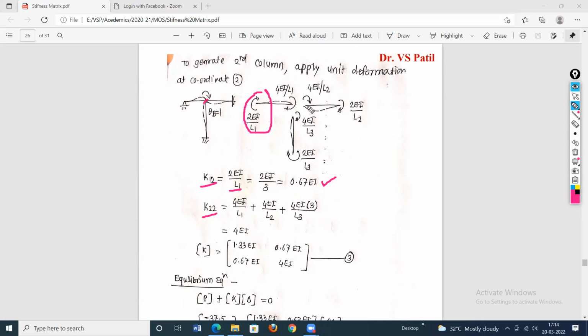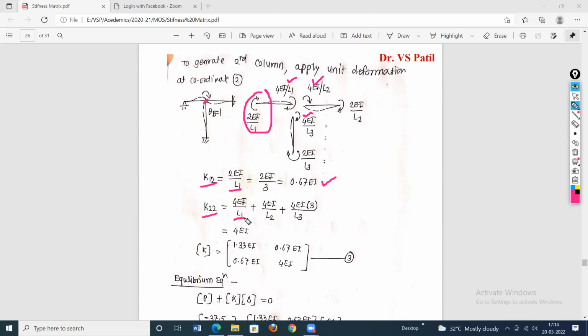Now here there are 3 moments and all are clockwise. So this is movement second, and this is the third. All are clockwise, that is in the same direction as that of the assigned coordinate 2. Coordinate 2 is also clockwise. So therefore, just take the addition, signs of each element will be positive.